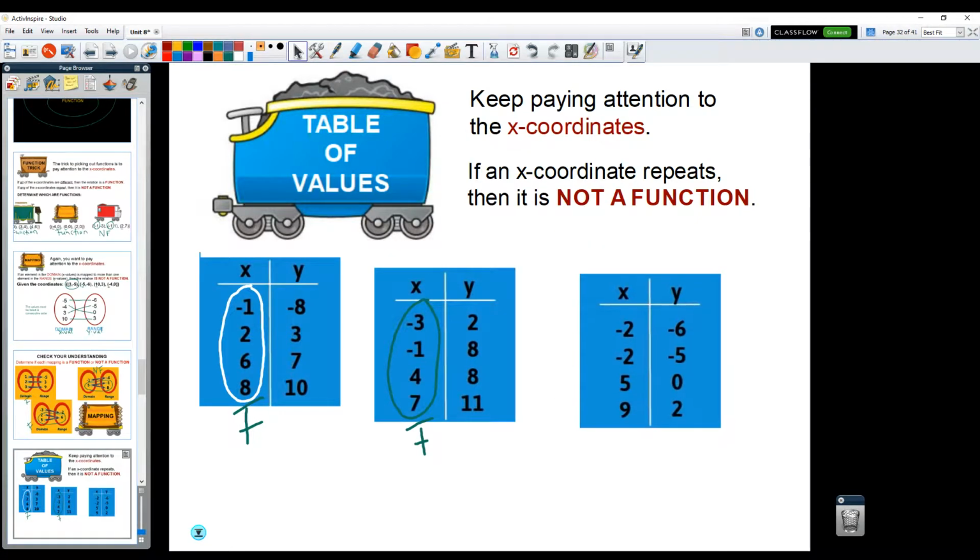What about this last one? What do you notice here about your x values? The x values, I have two -2s. And since my x value repeated, this is not a function.